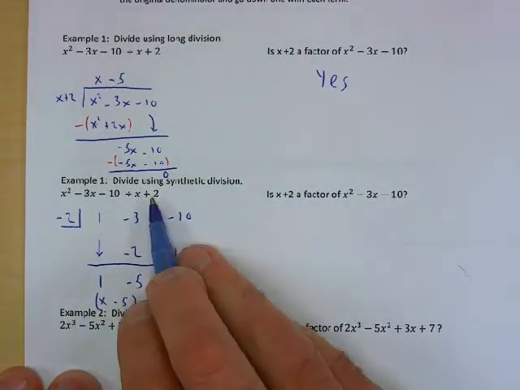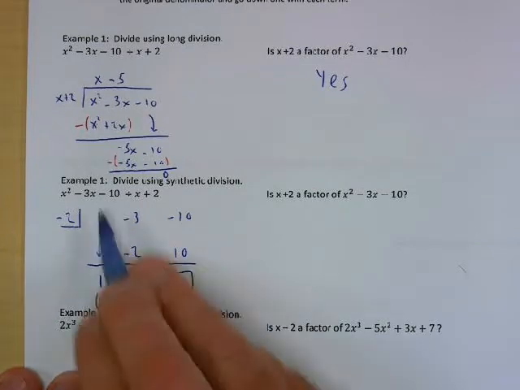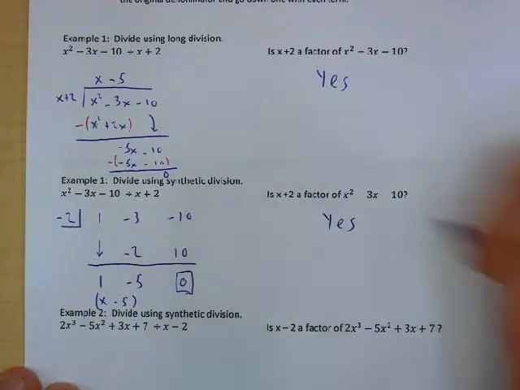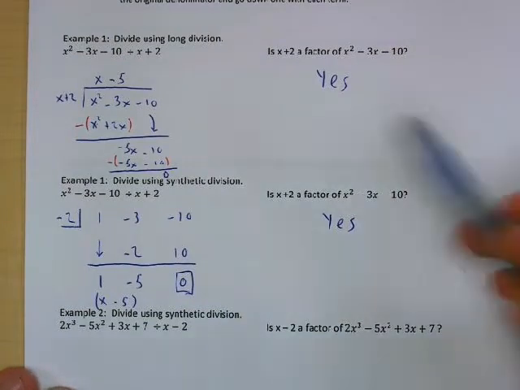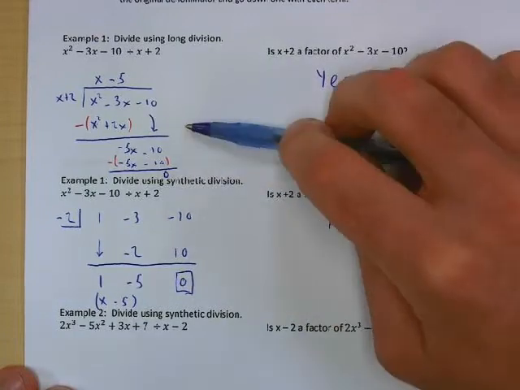Okay, so we had our original binomial of x plus 2, and then we're left with x minus 5 because x plus 2 times x minus 5 gives me that thing. Okay, and then, yeah, this is a factor. Now you can probably tell just from looking at the work, this way of doing it is a lot easier than the long division.